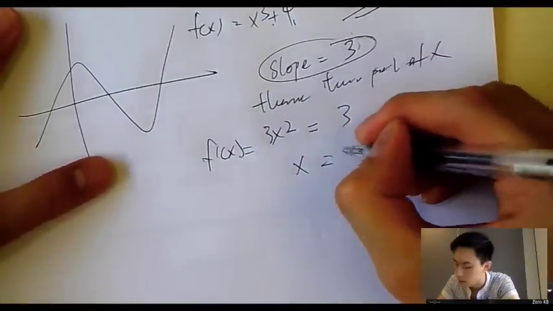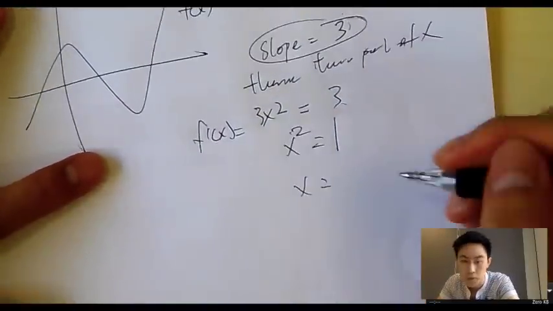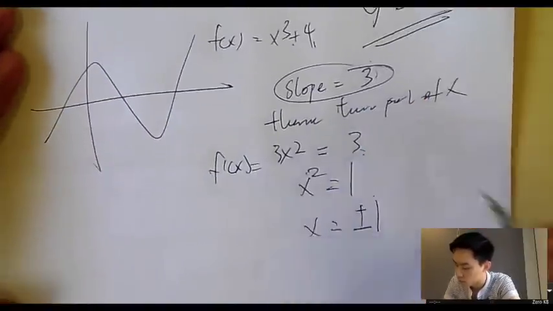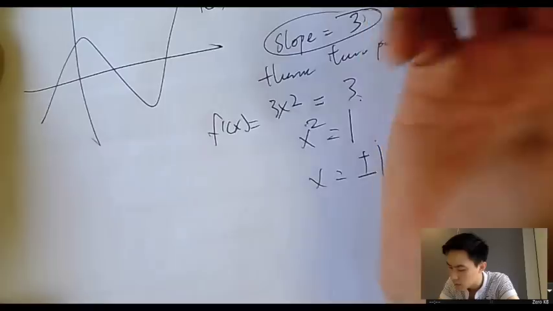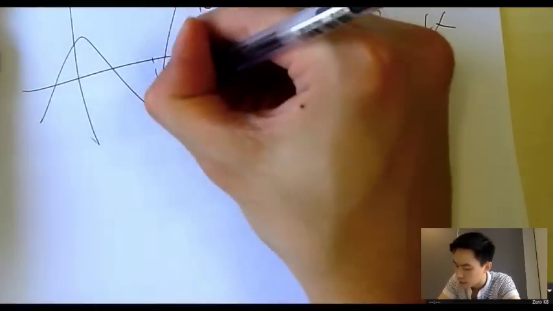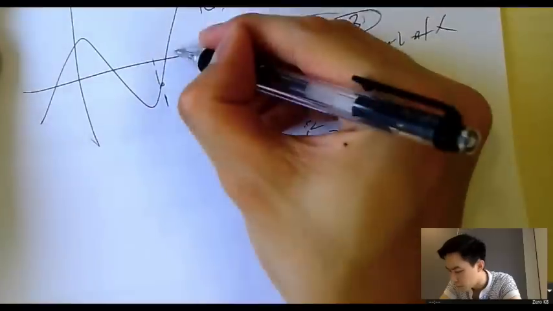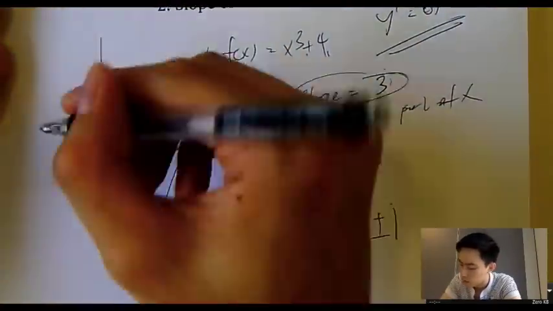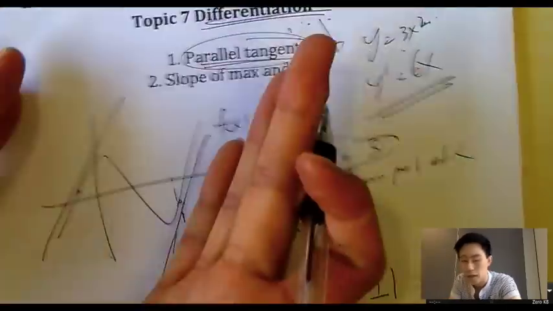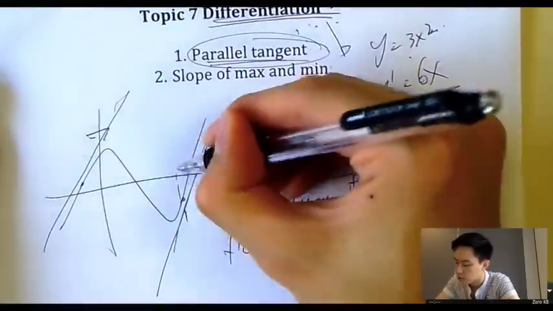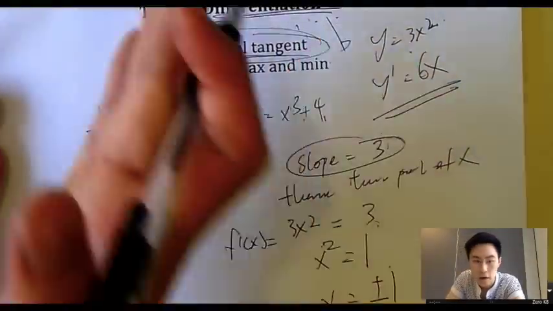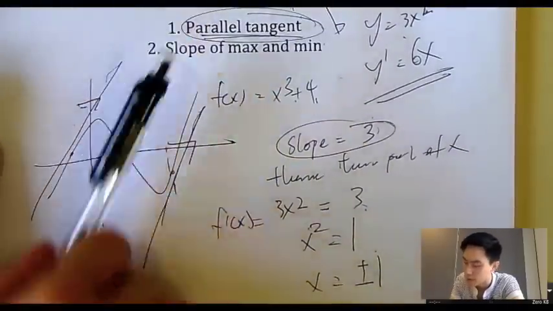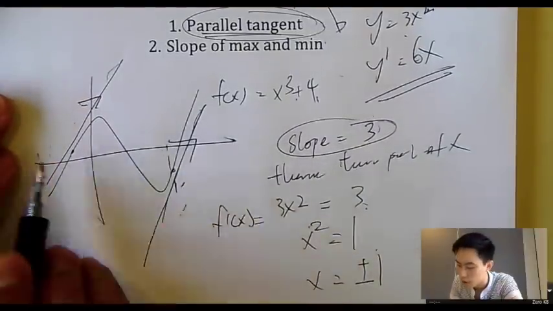So x squared is equal to 1, and then x is the square root of 1, which is positive or negative 1. So when the slope is 3, the value of x can be 1 or negative 1. When x is 1, you have the positive side with a line like this. And how about minus 1? Minus 1 is right here, and it's also going up. This is what we call the parallel tangent: this line is parallel to that. Usually they'll ask you to find this point and another point, and you need to know that these two slopes are equal.